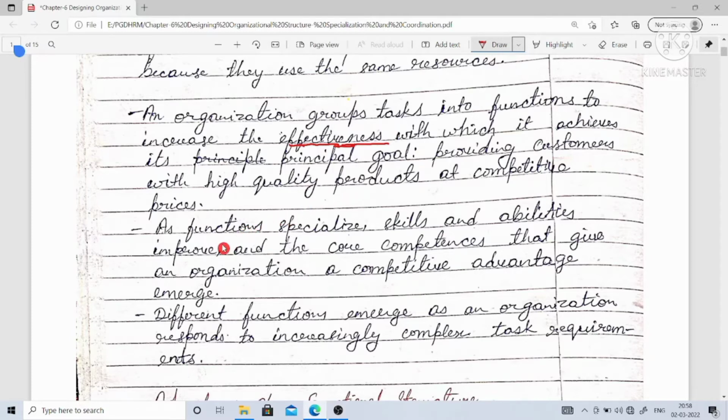As functions specialize, skills and abilities improve, and the core competences that give an organization a competitive advantage emerge. Here, functions specialize and skills and abilities improve, and that creates a type of competitive advantage for the organization.